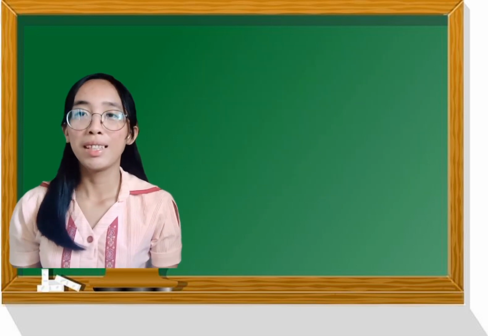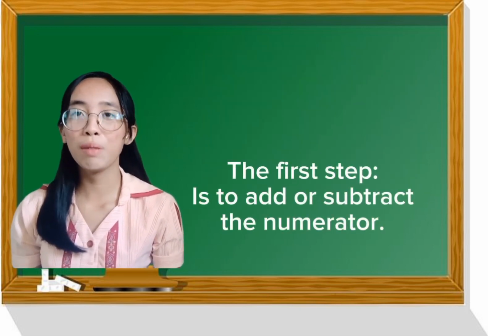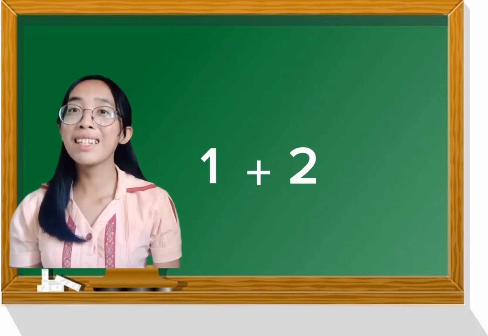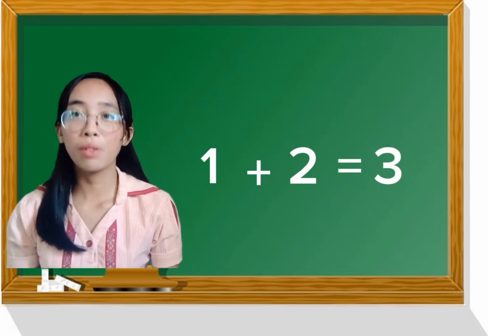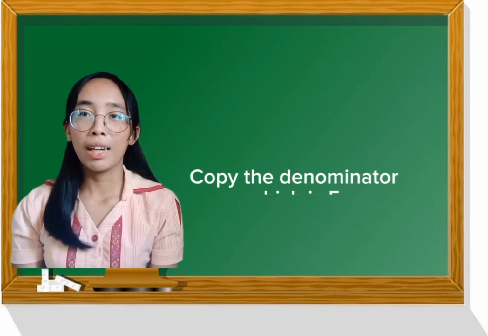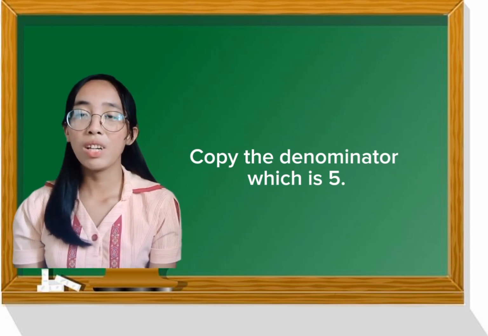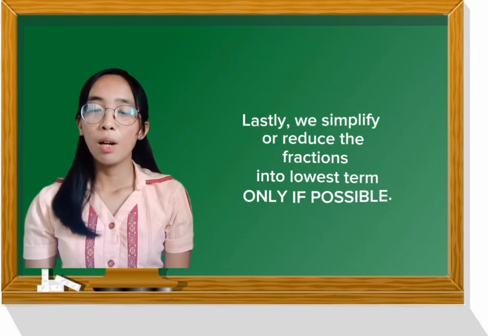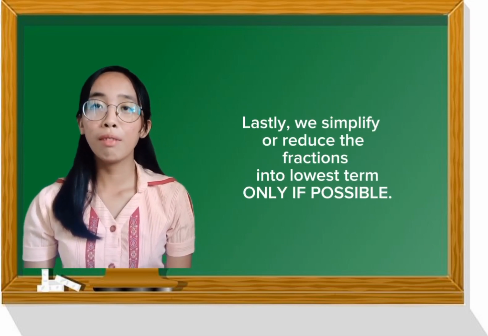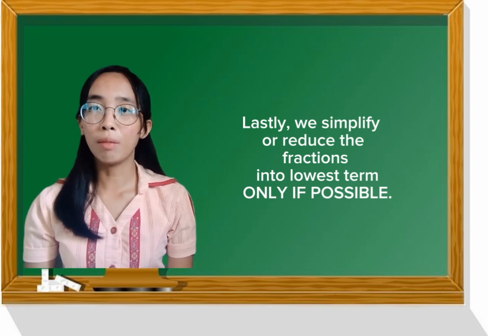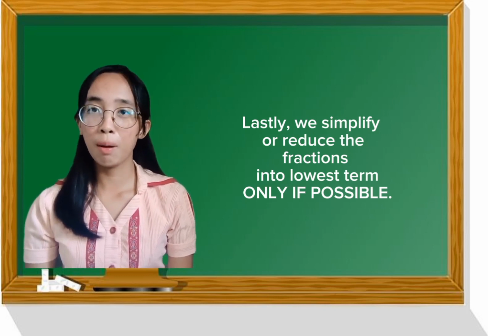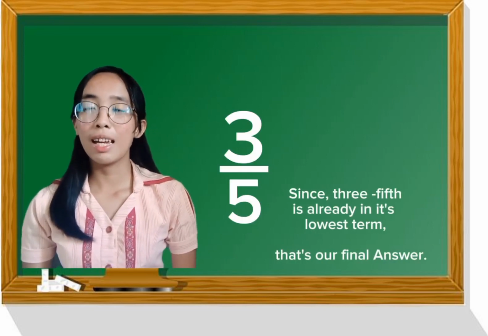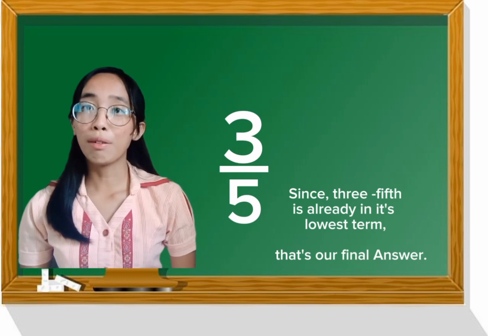Very good! The first step is to add or subtract the numerators. 1 plus 2 equals 3. Then, we copy the denominator, which is 5. Lastly, we simplify or reduce the fraction to lowest terms only if possible. Since 3/5 is already in its lowest term, that's our final answer.